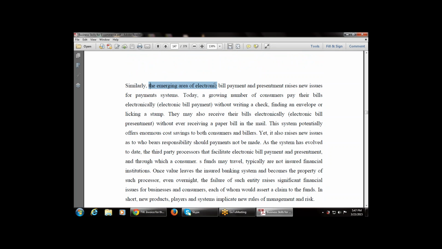Similarly, the emerging era of e-bill presentment and e-payment raises new issues for payment systems. Today, a growing number of consumers pay their bills electronically, without writing a check, finding an envelope or licking a stamp. Most customers nowadays pay every bill, whether it is a mobile bill or an electricity bill, online, that is, electronically.